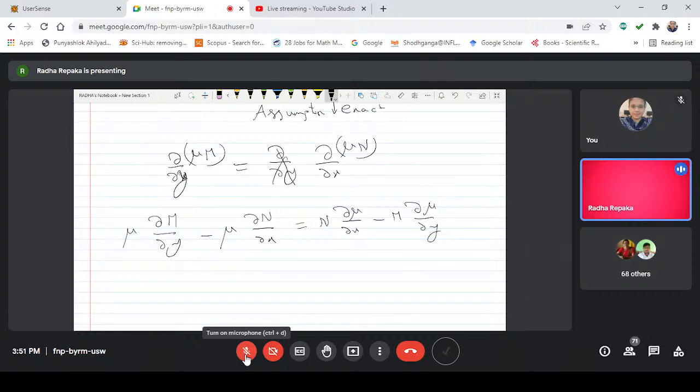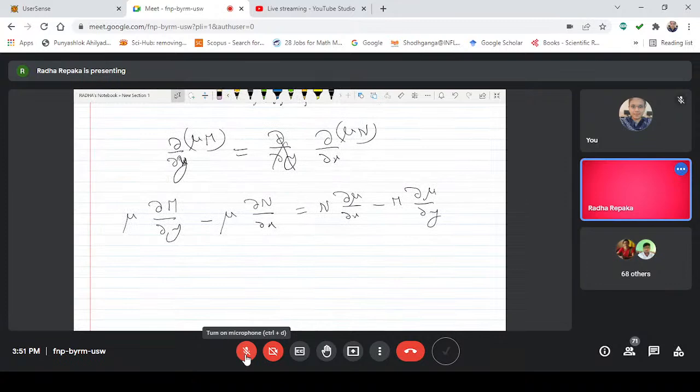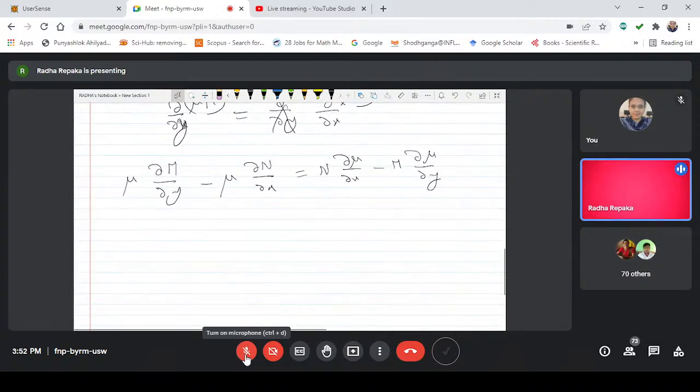So mu into dM/dy minus mu into dN/dx. So if I can determine at least one mu, then that mu is known as an integrating factor. For each mu, one can determine the solution, a family of curves. If we can determine more than one integrating factor, we can find more than one parameter family of curves. But the difficulty is how to determine mu.